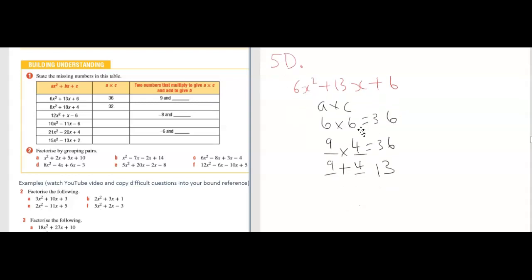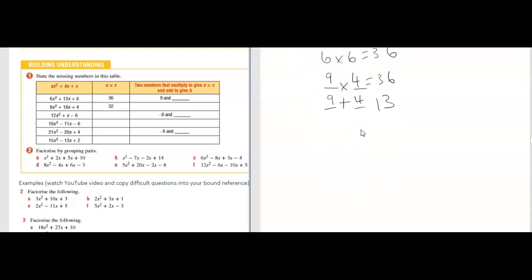If I just scroll down to the next one. We've got 8x squared plus 18x plus 4. If you want, you can write underneath what a, b, and c are. So we're going to do a times c first. So it's 8 times 4, which is 32.